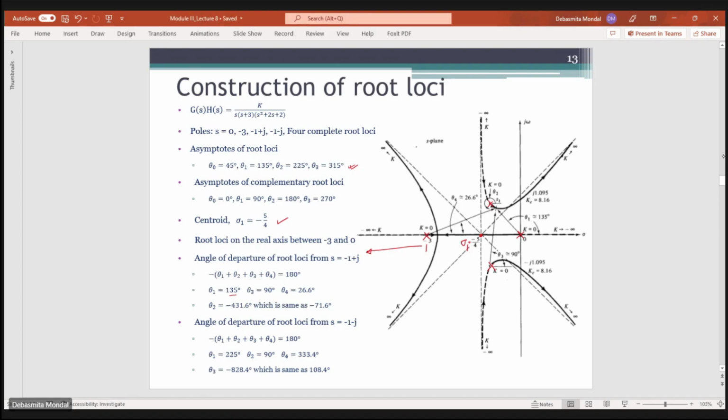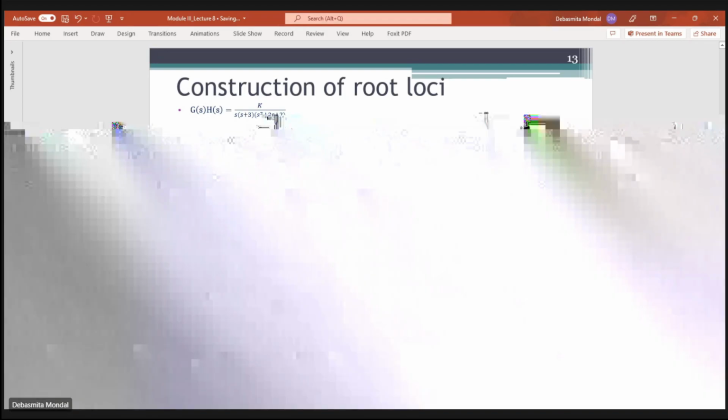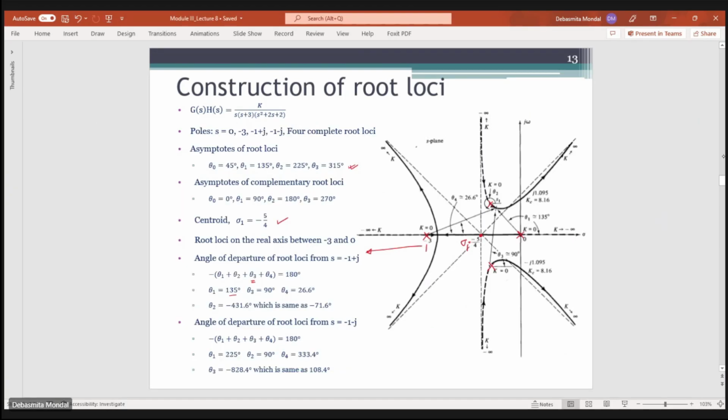Okay, so the vector S minus S1, we are interested in the angle of that particular vector, which is given by theta 3. If you simply equate this equation and substitute the values of theta 1, theta 3 and theta 4, you will find that theta 2 comes as minus 431.6 degree, or you can say that this is simply equal to minus 71.6 degree. Just add 360 degree to it and you will end up with this one.